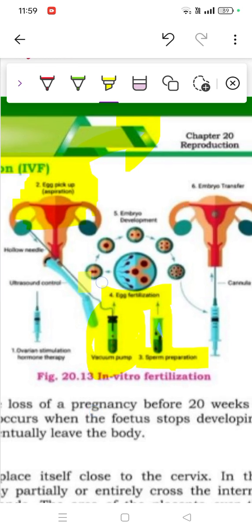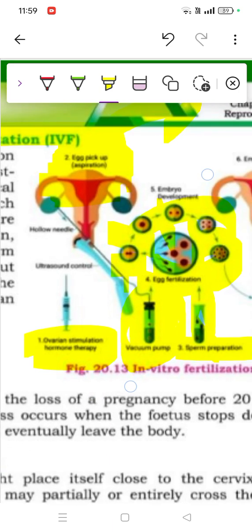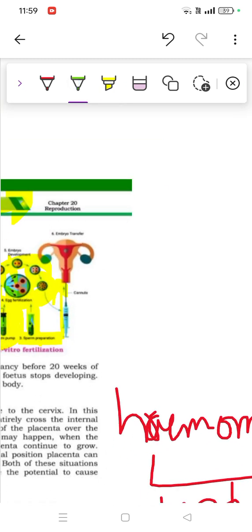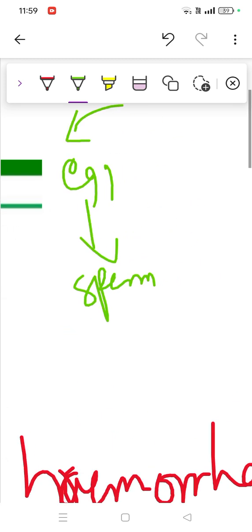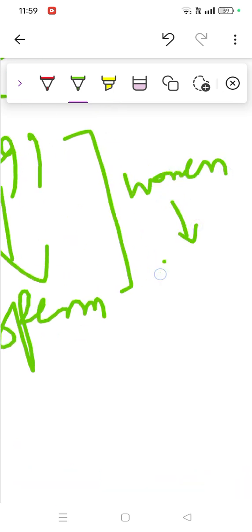So from here, the blastocyst forms and all these processes take place. After that, the fifth step is ovarian stimulation hormone therapy, and lastly, we directly insert it. So simply, we take a vacuum pump, then we take the egg from the woman's body and the sperm from the male body. Then we mix these all, and add it to the same woman we took the egg from, or we can also take another woman.